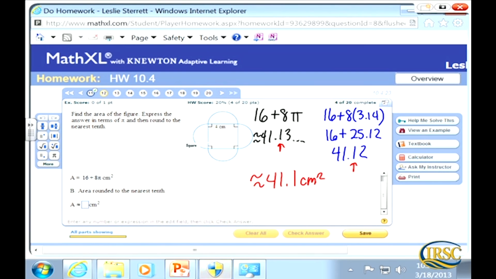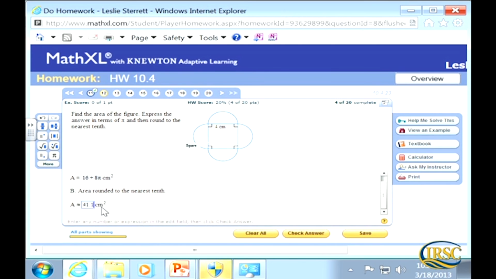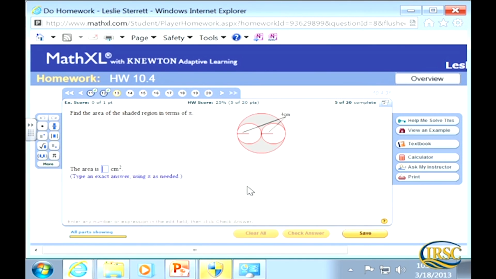If you're using 3.14, you have replaced pi with 3.14. You've substituted that value in, just like you would substitute for a variable. All right, so typing in 41.1. Excellent. Okay, in this problem, it wants you to find the area of the shaded region in terms of pi.